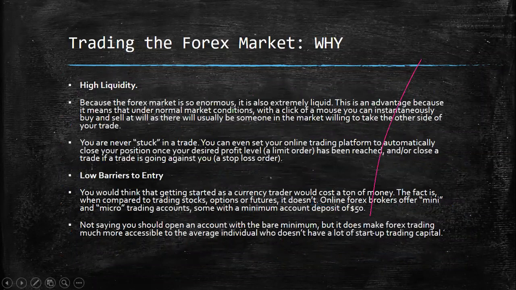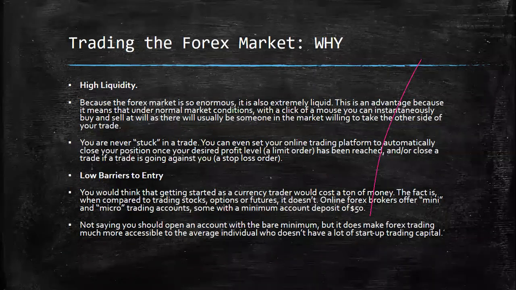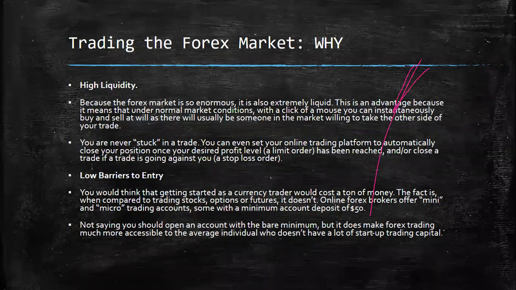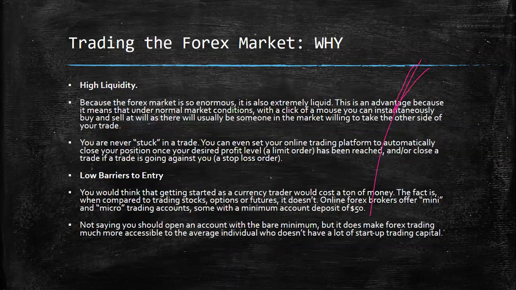Another reason is the high liquidity. Because the forex market is enormous, it's extremely liquid. This is an advantage because under normal market conditions, with the click of a mouse, you can instantaneously buy and sell at will, and there will be someone on the market willing to take the other side of that trade. You're also never stuck in a trade. You can get out whenever you want at the click of a button, or you can set a stop loss order or sell limit order and all that stuff.